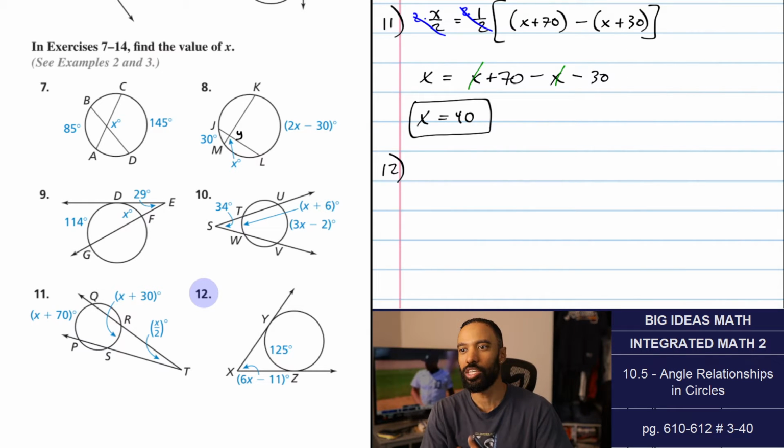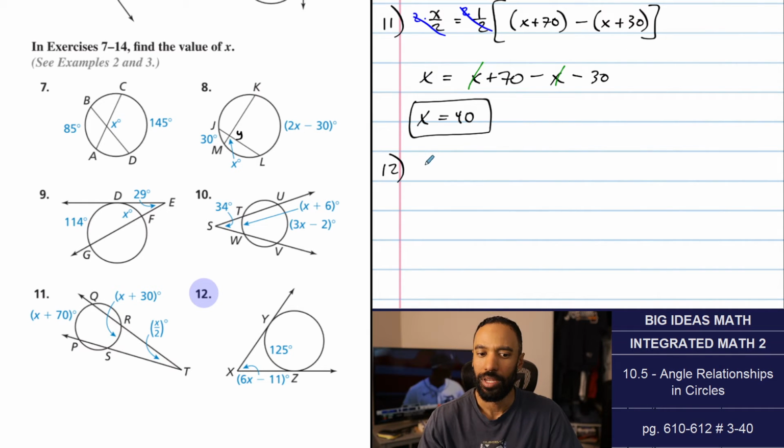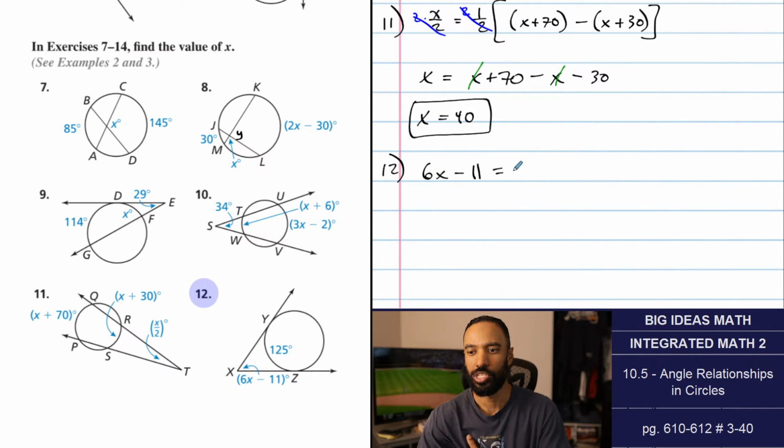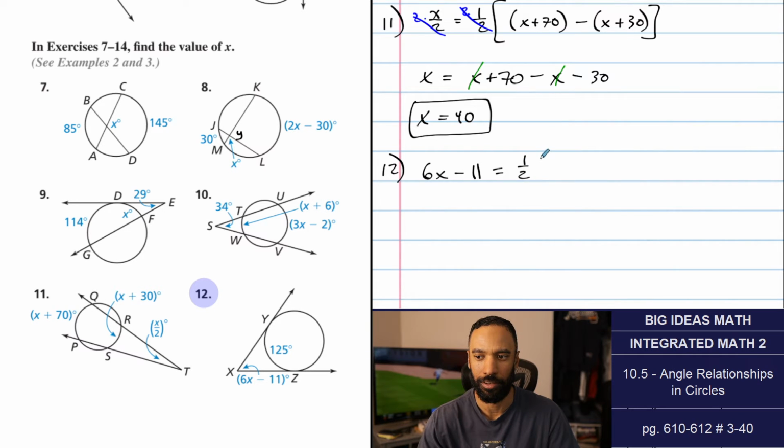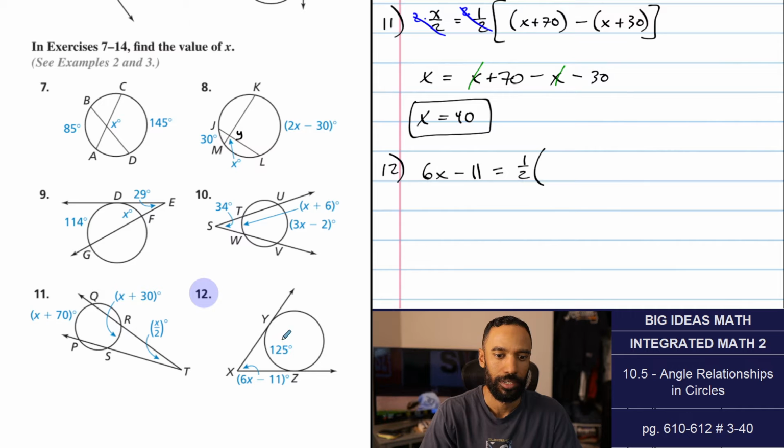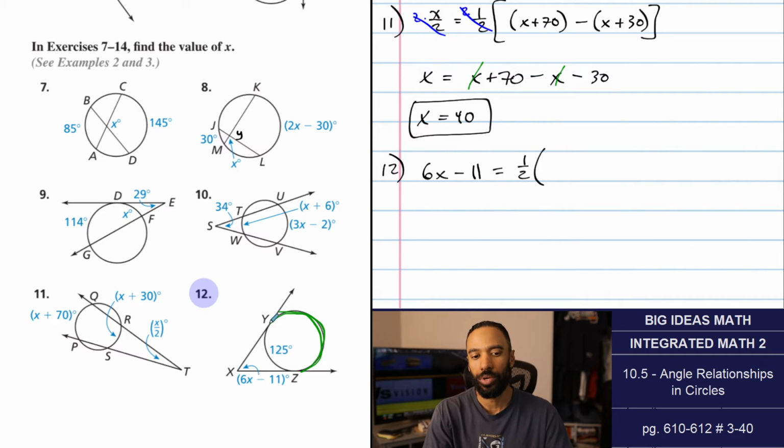All right, this one's quite interesting here, number 12. They have 6. So check this out. We'll do it practically first, and then we'll talk about what it means. 6x minus 11 equals half of, they didn't give us a measure here. What do I do here? Well, you can find the measure.